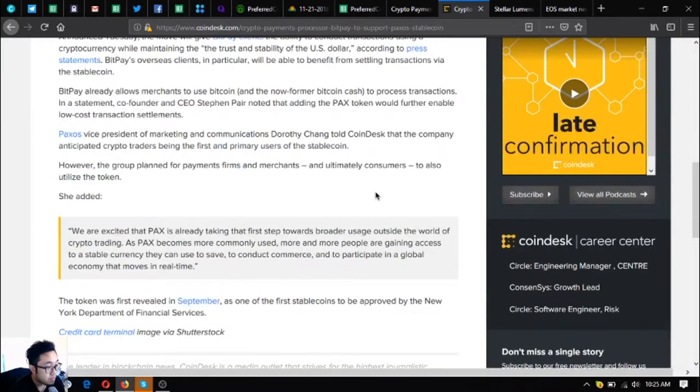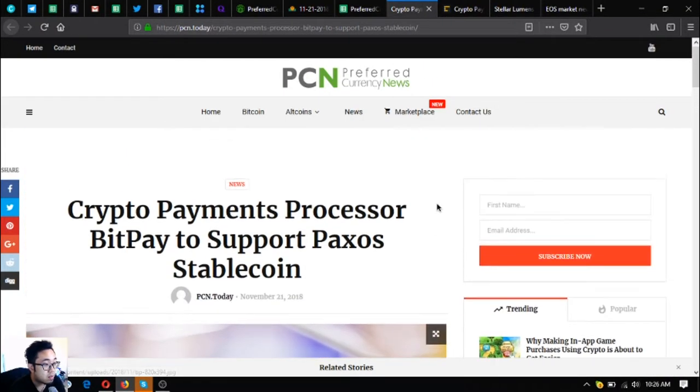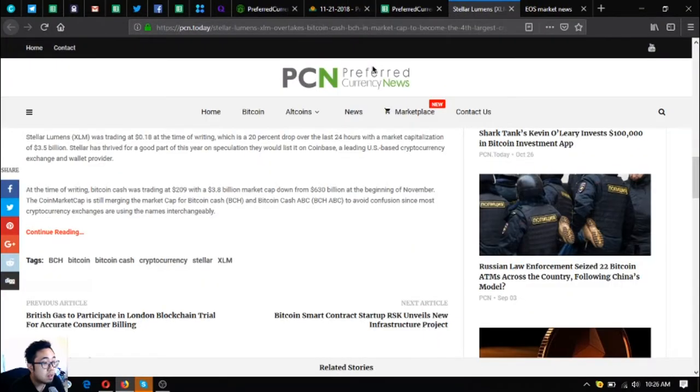Okay. So she added, we are excited that Pax is already taking that first step towards broader usage outside the world of crypto trading. As Pax becomes more commonly used, more and more people are getting access to a stable currency that they can use to save, to conduct commerce, and to participate in a global economy that moves in real time. The token was first revealed in September as one of the first stablecoins to be approved by the New York Department of Financial Services. Alright, so that is the second update on the newsletter.